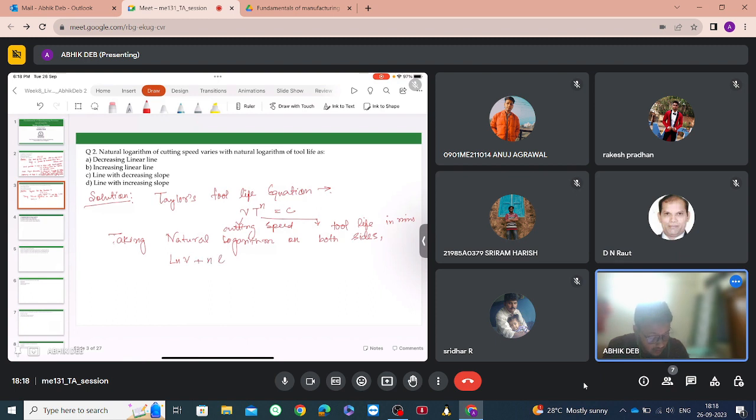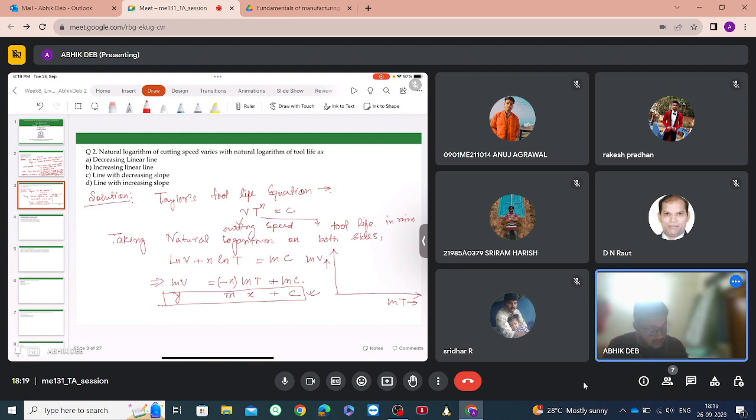plus n ln t is ln c. Okay. So we are asked to plot the natural logarithm of the cutting speed with the natural logarithm of tool life. So how does this vary? The natural logarithm of the cutting speed is equal to minus n ln t plus ln c. So y is mx plus c. If we take it similar to this equation of a straight line, then we will get ln v versus ln t.